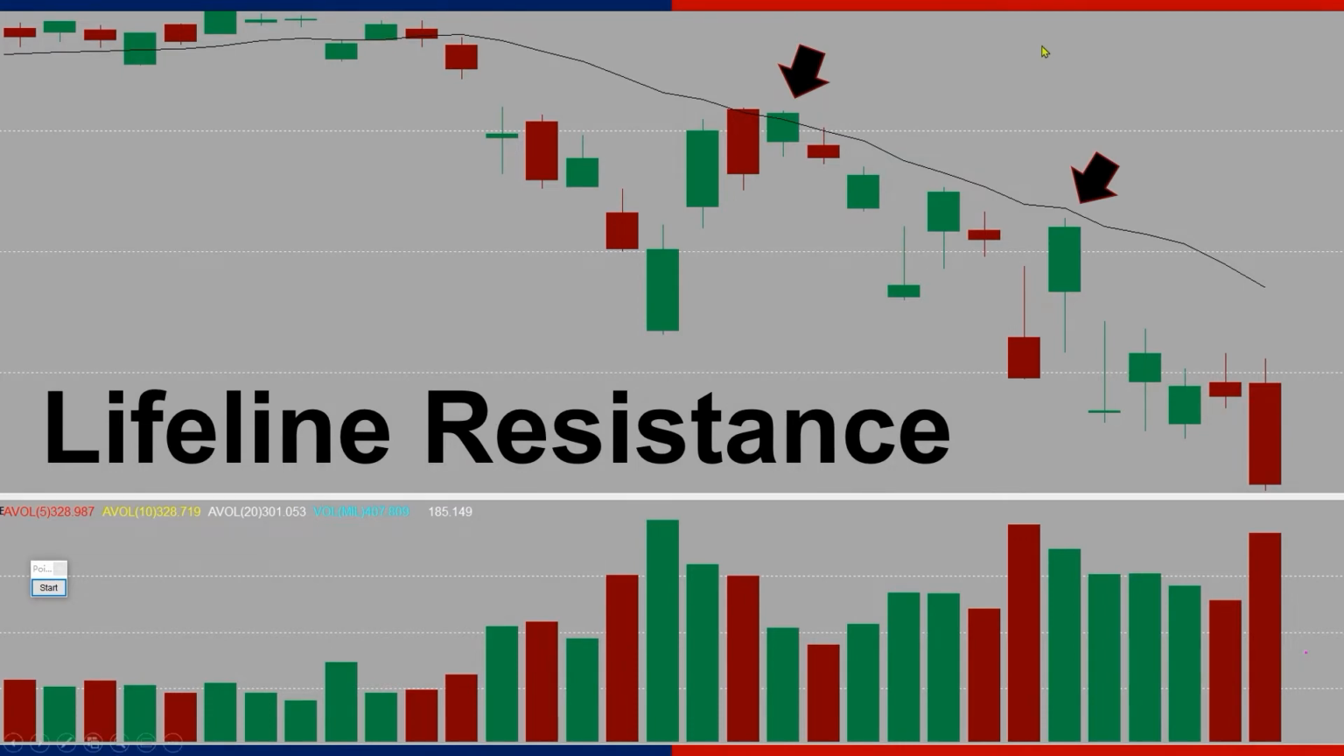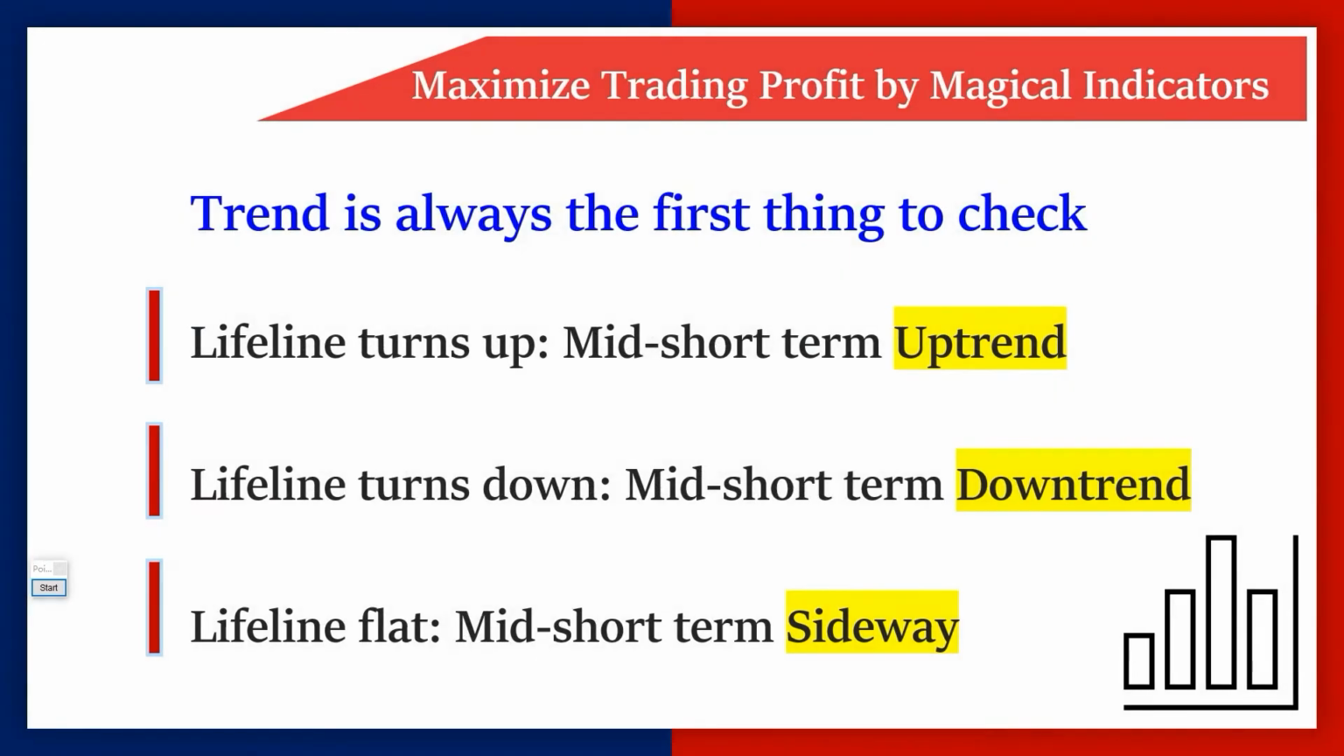Even have some rebound, but when it hits the lifeline resistance, it will pull back again. So below the lifeline, and the lifeline turns down, we better wait and see, not touch. It's very risky, yeah. So now we make a conclusion.